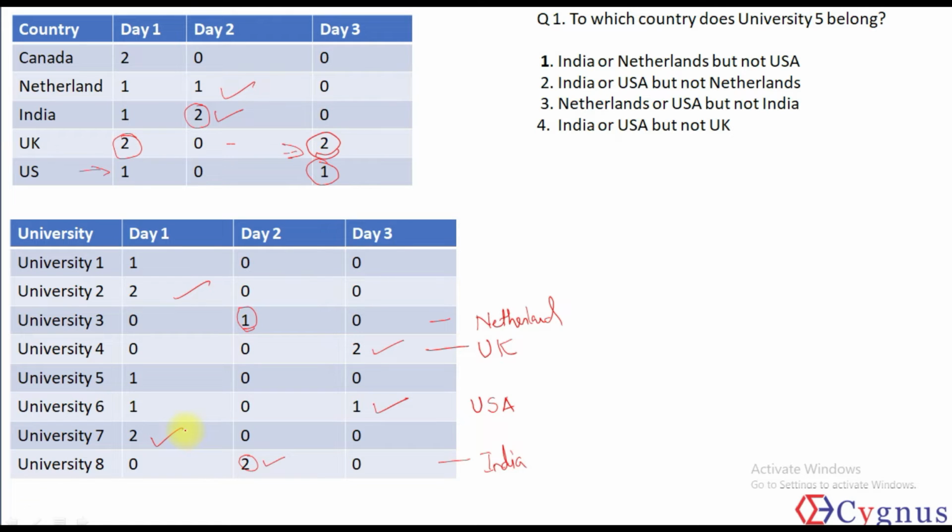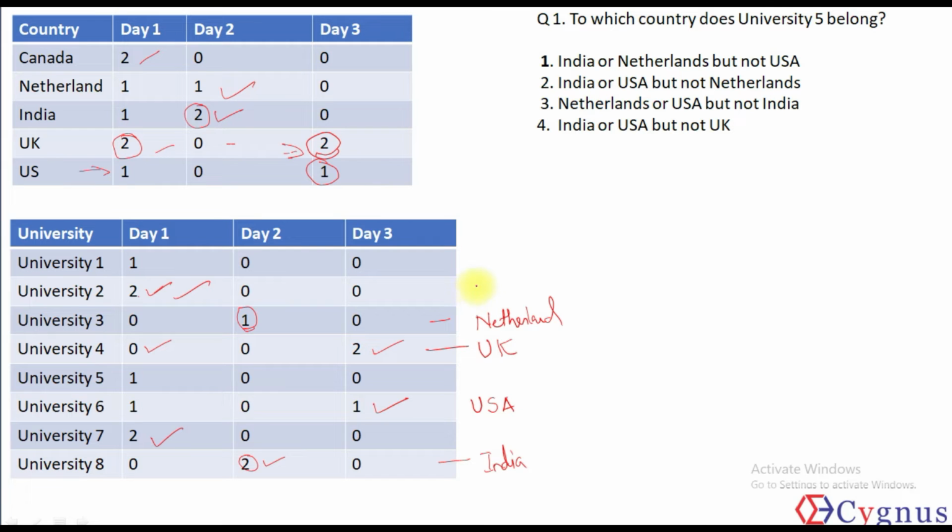But from university 4, the number of visitors on day 1 is 0. That means from university 2 and university 7, I have to match this 2 also. So from university 2 and university 7, one belongs to UK and the other belongs to Canada, because I can see 2 here also. So I need to match this 2 and this 2 with these 2s. So university 2 or 7, they belong to Canada and UK in any order.